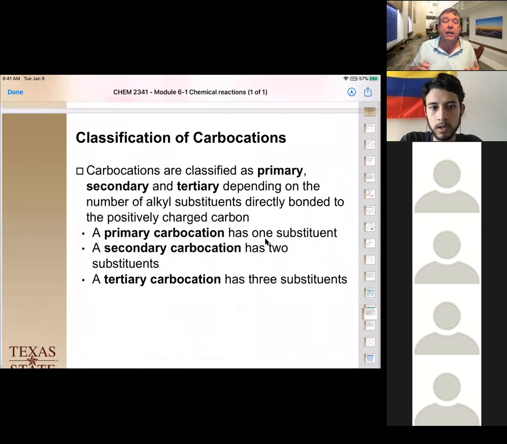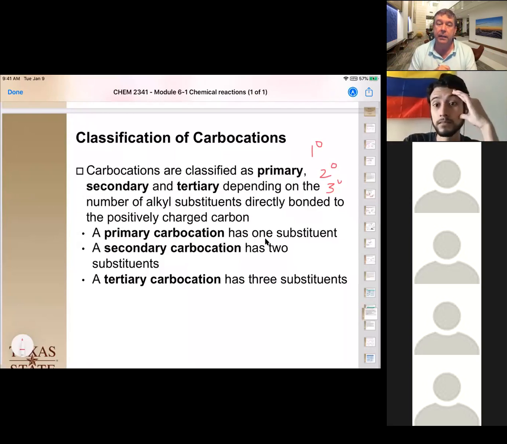We have three different classifications of carbocations. We call them primary, secondary, and tertiary. Typically we use the number 1 with a degree sign for primary, a number 2 with a degree sign, and a number 3 with a degree sign for primary, secondary, and tertiary. They have different stability, so knowing which kind they are is very important, being able to identify them immediately just by looking at them.